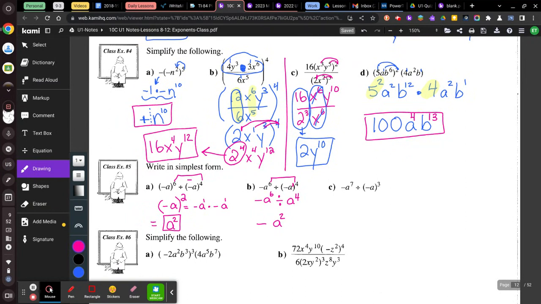On the next one, I'm going to have a -a7. The next one says I have 3 negatives. So that means I've got a negative. And what do we know about a negative dividing a negative? It's a positive. So this guy will be positive a to the 4.